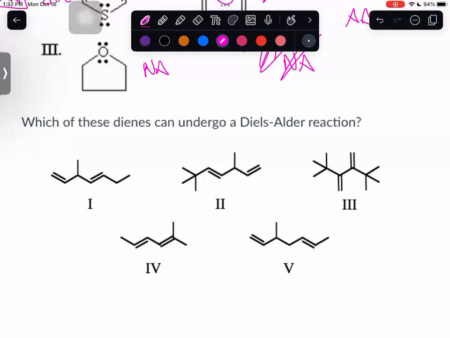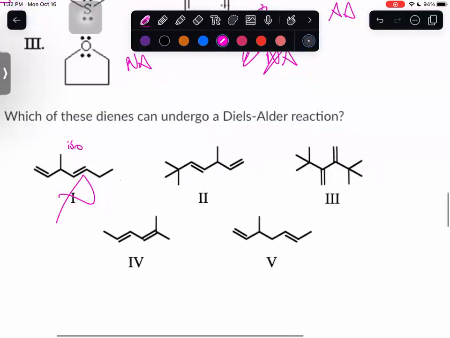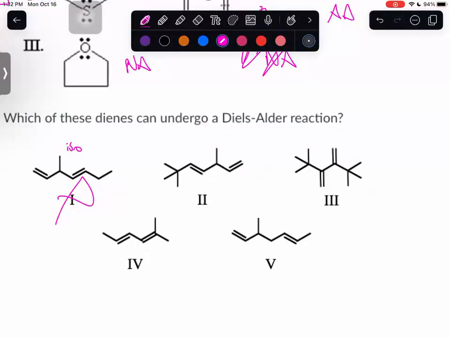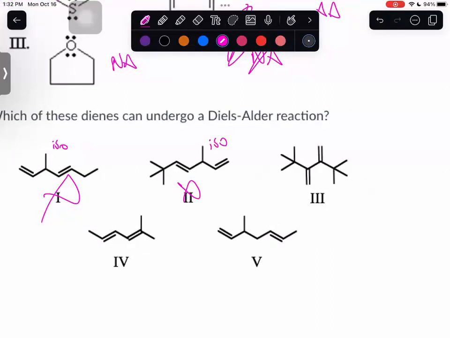Now, in molecule 1, what kind of system do we see? It is isolated, so this one is not going to work at all. Molecule 2, what kind of system? Isolated as well. Molecule 3, what kind of system? Conjugated. This one is s-trans.